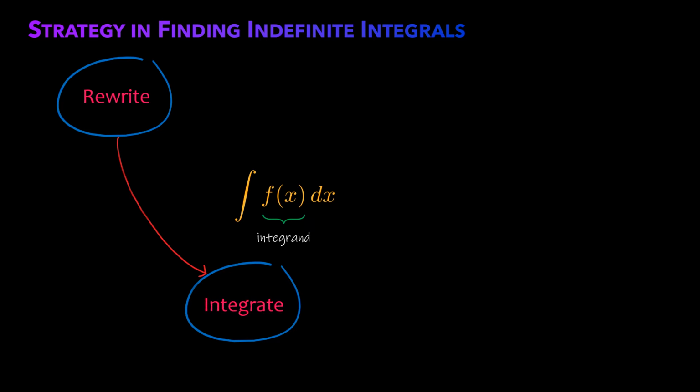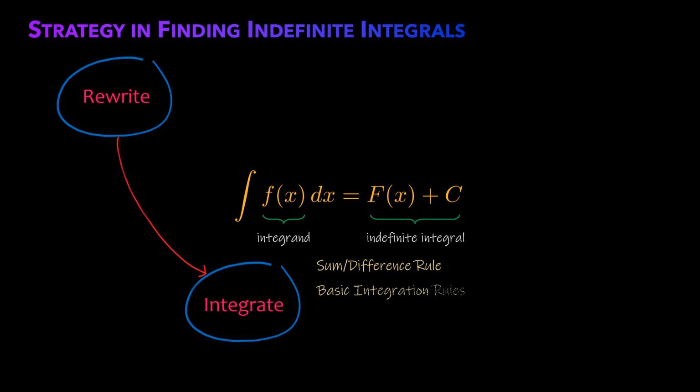Second, integrate the integrand with respect to the variable of integration. Apply integration rules such as the sum or difference rule to transform a complicated integral into simpler integrals. Then, apply basic integration rules to complete the integration process. In addition, apply other integration rules that involve transcendental functions when necessary.